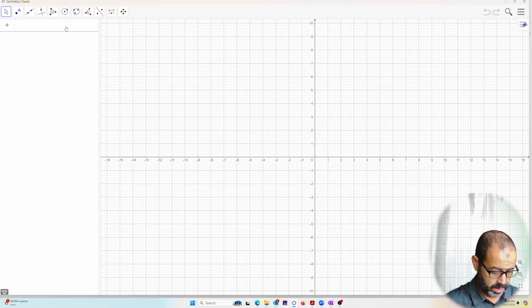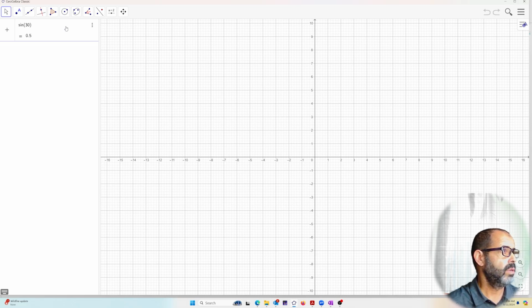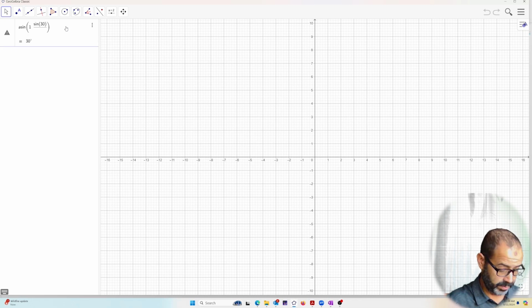Okay, let me make sure that this is in the proper units. Okay, that's correct. So it's going to be arc sine, ASIN in this program, of 1 times sine of 30 degrees divided by 1.5. I'm just writing it as it appears. It's 19.47 degrees. That's the answer, 19.5 degrees basically.